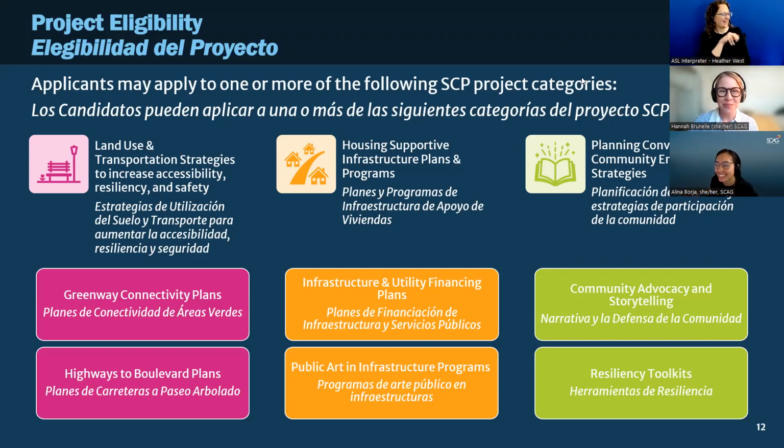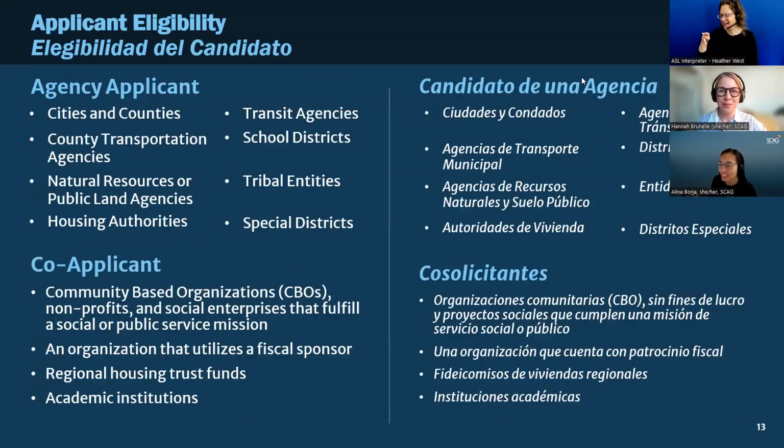Thank you. Thanks, Hannah. I'll go over applicant eligibility. So this call for applications includes a co-applicant structure. Eligible agencies can be applicants, and these agency applicants include but are not limited to local or regional agencies, transit agencies or districts, county transportation agencies, natural resources or public land agencies, county public health agencies, housing authorities, special districts, school districts, and tribal governments.